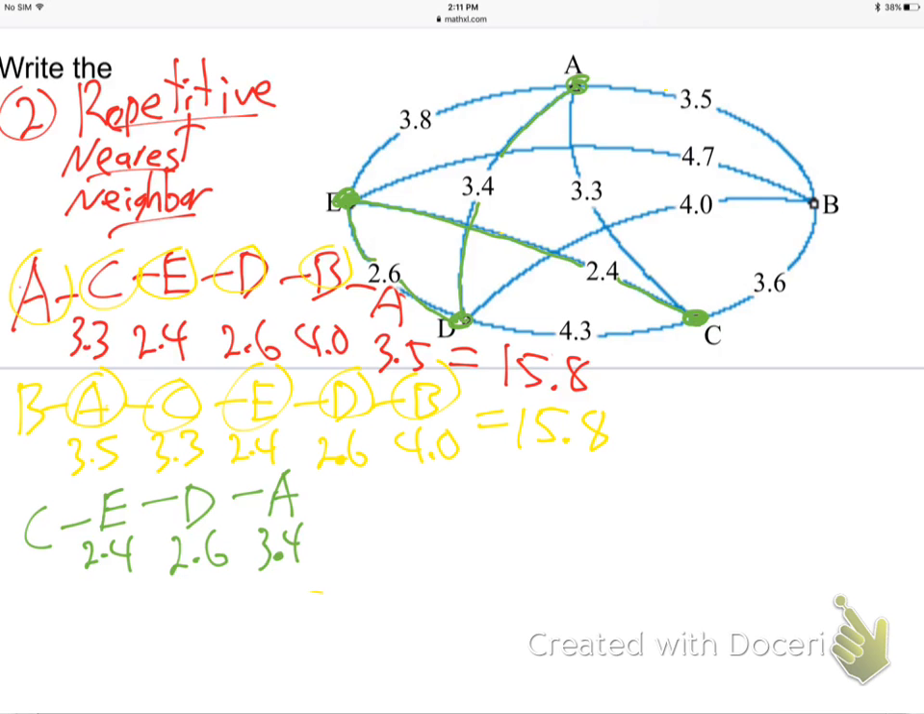And once you're at A, you have no choice. You have only one city left, right? When you have only one city left, you've got to go to that city, go to B for 3.5, and then you've got to go home, which is back to C in this case. C is where we started, which is 3.6. Okay, what's that total?